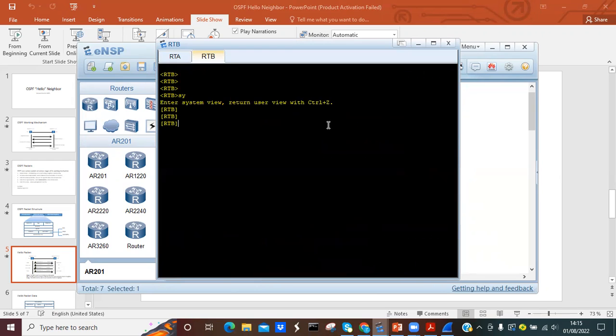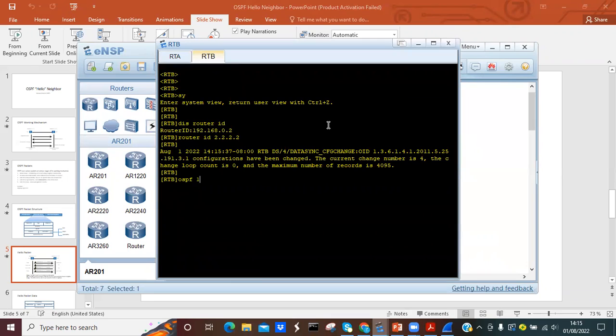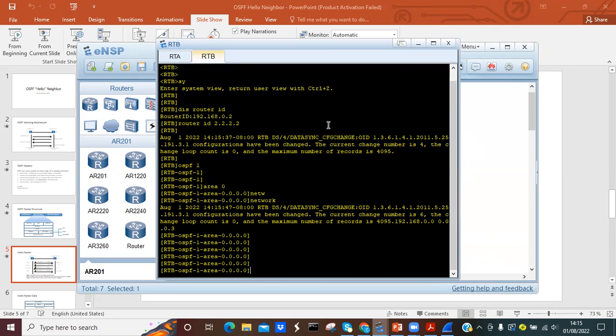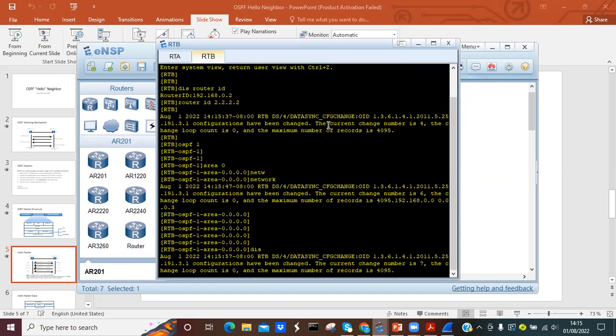So let's go to system and display the router ID. It also has a router ID. No, this is not the router ID that we want. We want the router ID to be 2.2.2.2. And then you can configure OSPF 1, and then we go to area 0. We are still on area 0. Network 192.168.0.0, 0.0.0.3.